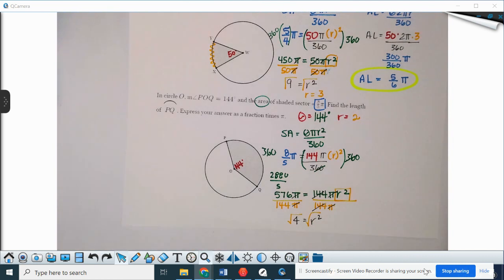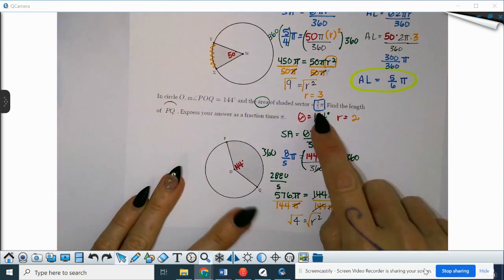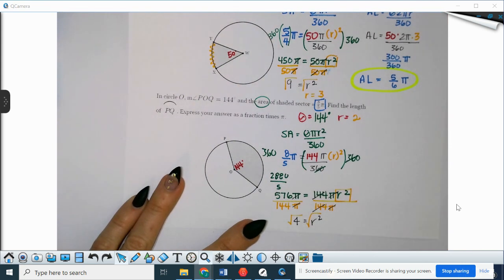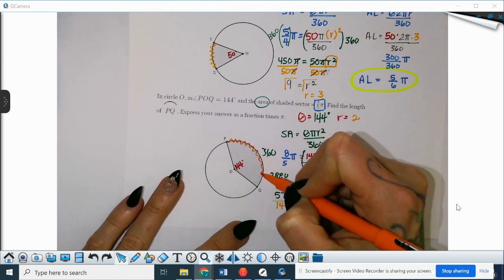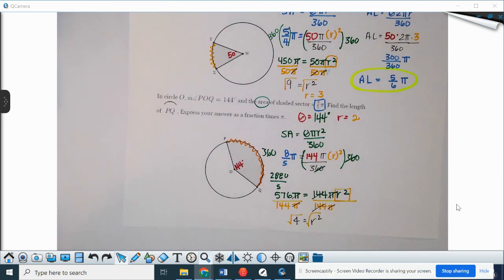Now we haven't answered the question. We didn't even get into the conversation of the question because we already knew we were missing our radius and we knew we were going to need it. So find the length. So now we're looking for the length of PQ. So that's this guy. And the reason you know it's in this direction is because it's less than 180.